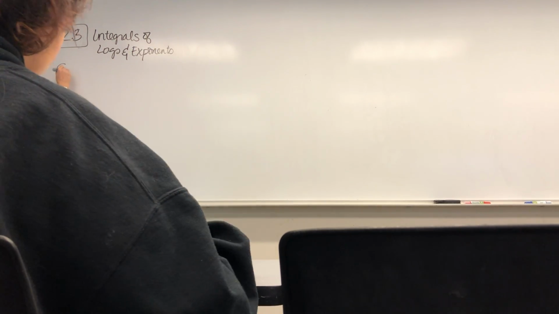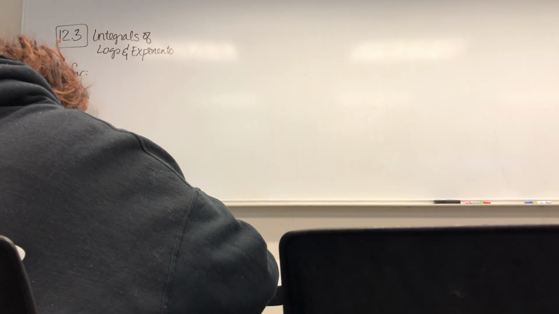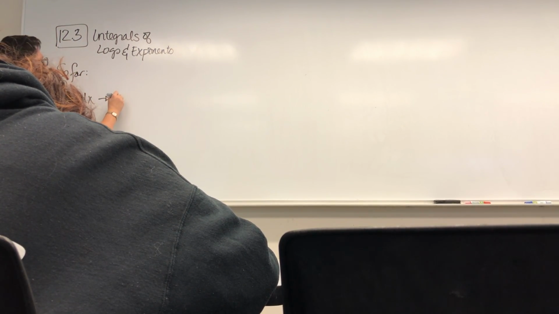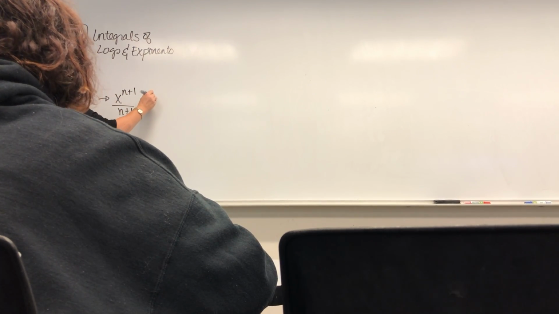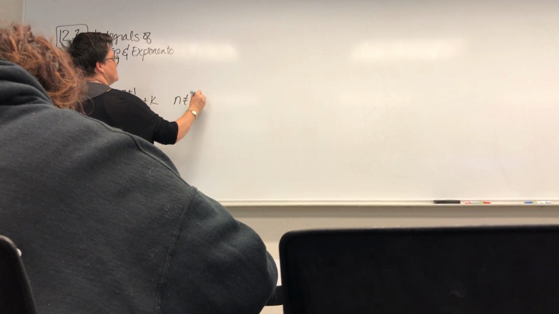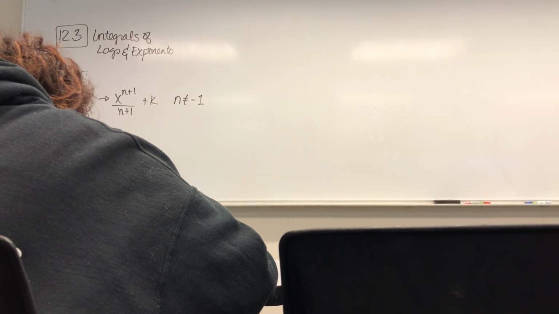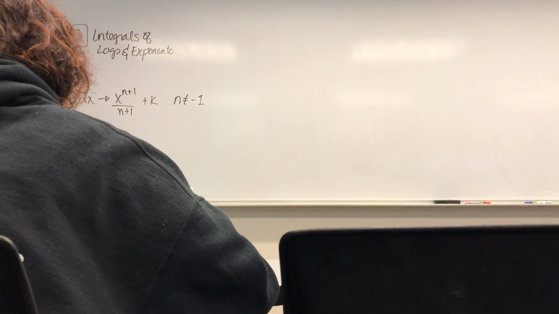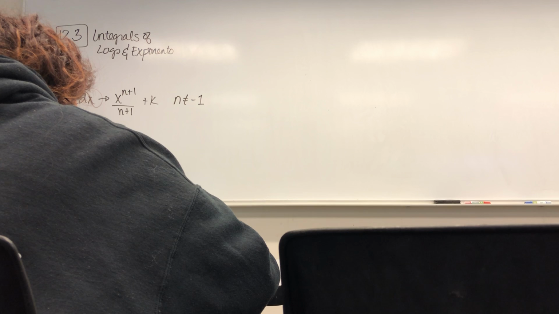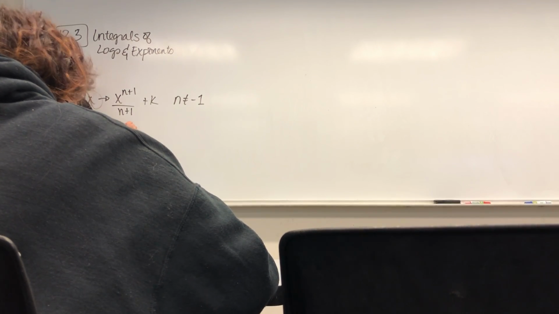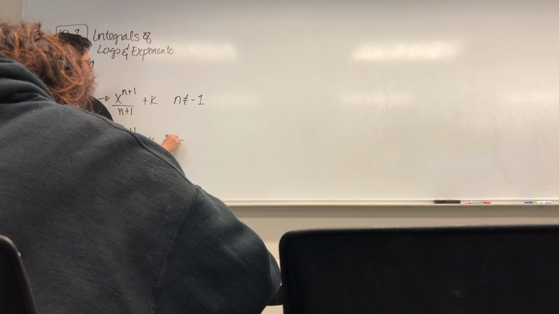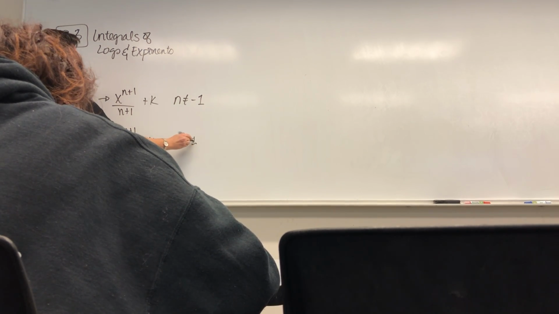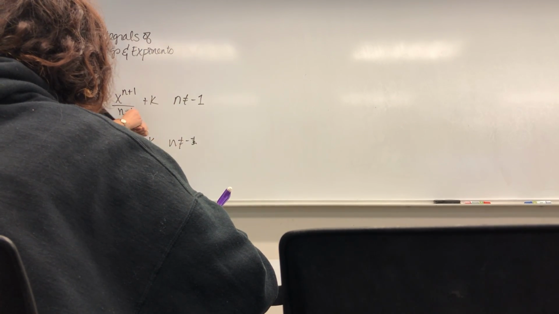And what we know so far are these two integrals. The integral of x to the n with respect to x becomes x to the n plus 1 over n plus 1 plus k, and n cannot be negative 1. We also know the integral of u prime u to the n with respect to x becomes u to the n plus 1 over n plus 1 plus some k, and n cannot be negative 1.